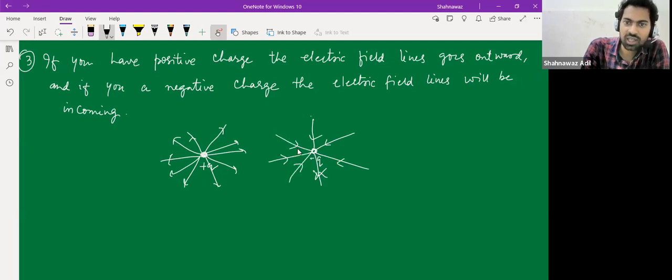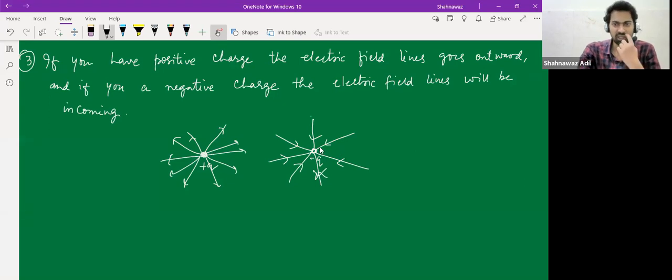So remember, this arrow is very important. Okay, guys. You see, what is the number of these electric field lines here? So you have 1, 2, 3, 4, 5, 6, 7, 8, 9, 10. So you have 10 electric field lines here.